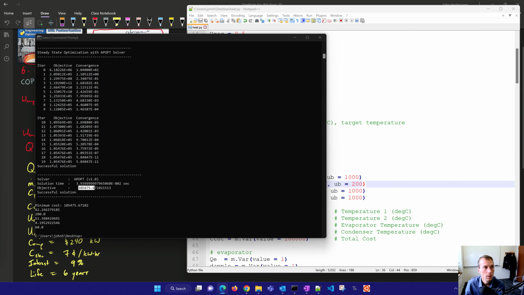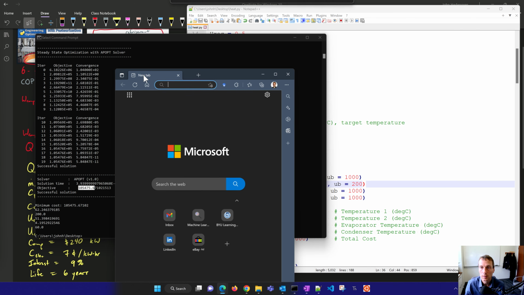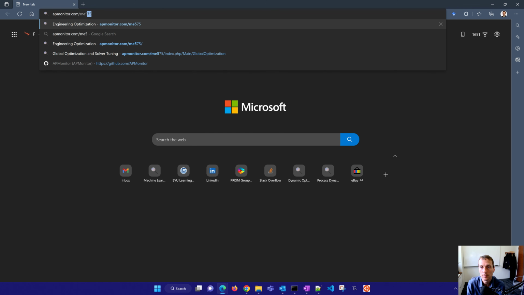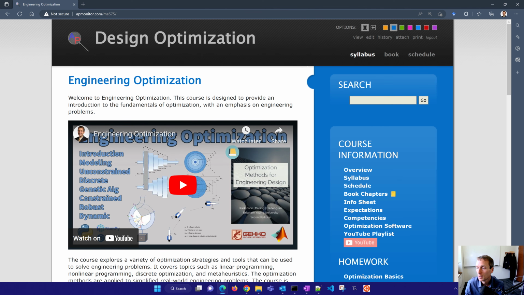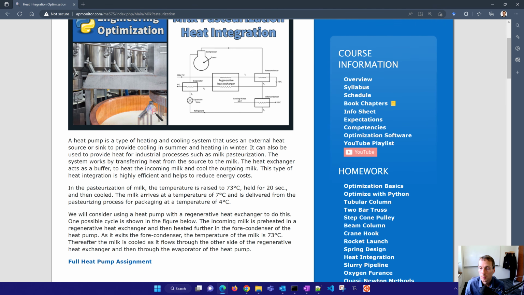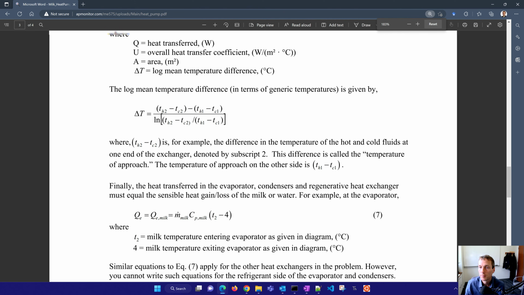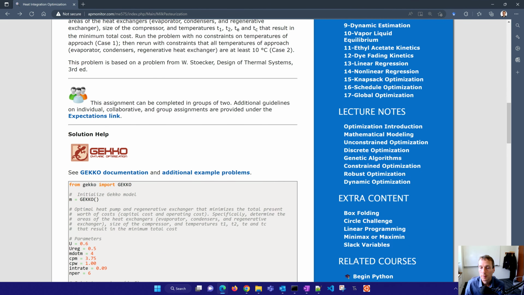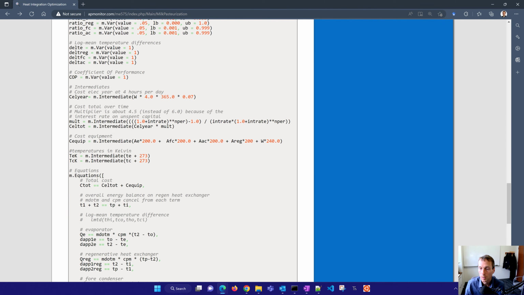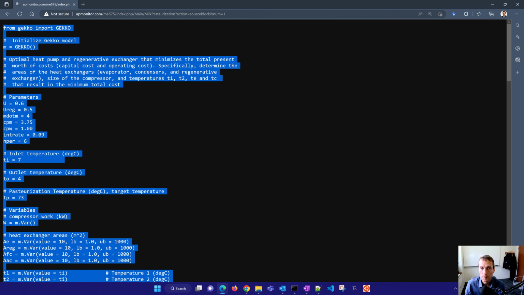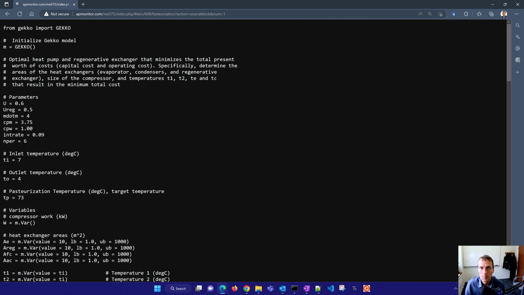There's additional tutorials that are on the course website. So I'll just bring that up. ME 575 is the optimization course, and this one is here under heat integration. And there is a full heat pump assignment, which gives a PDF file with all of this information, along with a diagram. And if you want to get the source code for this as well, just come down here to the bottom and select Get Code, and then copy that into one of your scripts or into your Jupyter notebook.